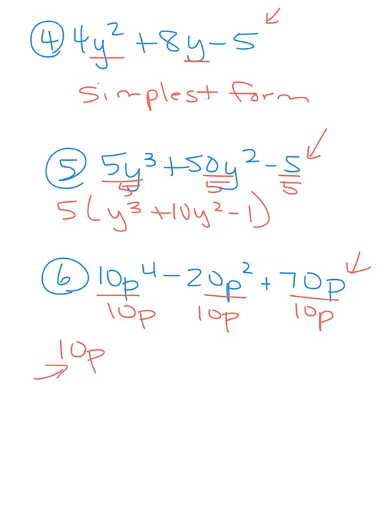Now remember, when you do that, you need to pull that monomial out front. And I have 10p to the 4th divided by 10p gives me p to the 3rd. And then my second term, I have 20p squared divided by 10p gives me 2p. And my last term, I get plus 7.